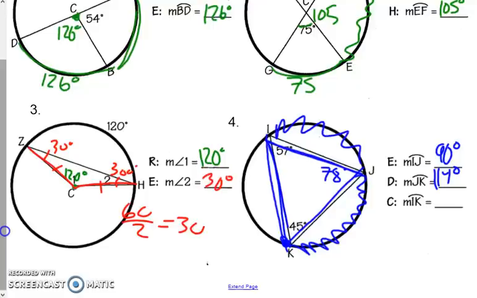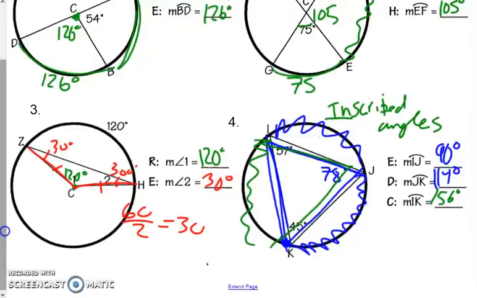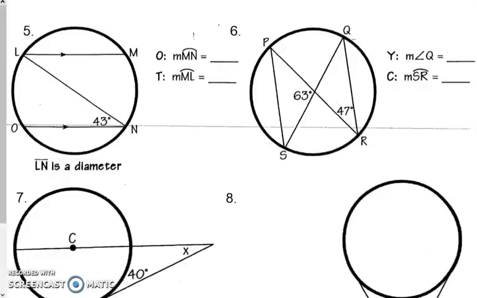114 degrees. And if we want to find the measure of arc IK, we're looking at this inscribed angle. So we're going to get that arc is 156 degrees. Okay, just make sure you identify that we are working with inscribed angles in this problem as opposed to central angles as in the previous ones. Okay, I want you to take a couple minutes now to do 5, 6, 7, and 8.